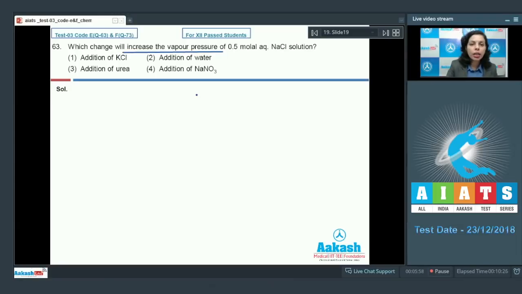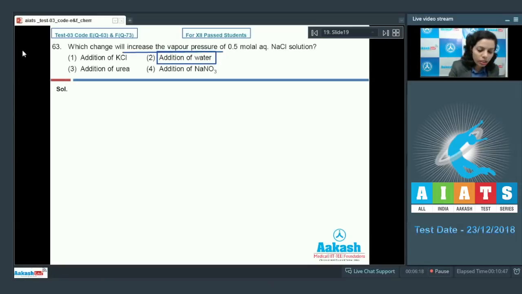So if you decrease the number of particles present in the particular solution, vapor pressure would definitely be increased. How can this process be done? This process can be done by the dilution process, by addition of water, by increasing the volume of the solution. So that increase can be done by addition of water to that particular solution.